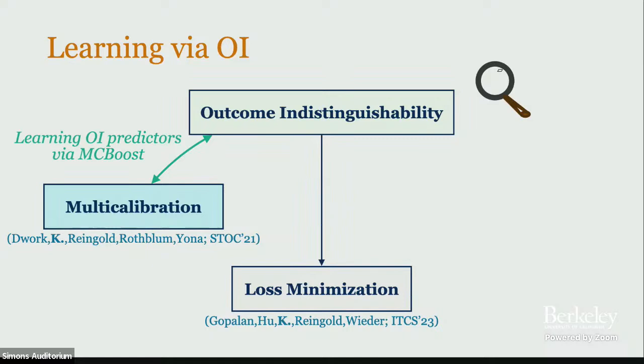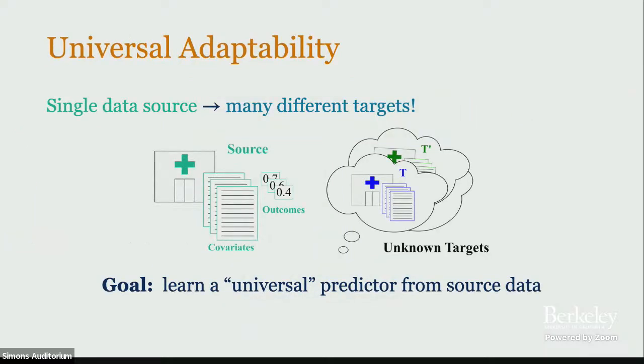Okay, good. So the final thing I want to talk about in terms of outcome indistinguishability is this idea of universal adaptability. This is yet another property that I don't know how to achieve other than through the OI or multi-calibration framework. What we thought about in this work is to start with the premise that often we have a very large, rich, well-collected data set, but it's from a specific source of data. And we want to transfer insights from this data set across different populations that may differ in composition from the source data.